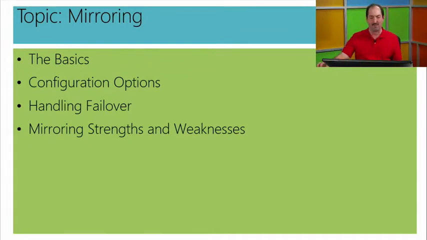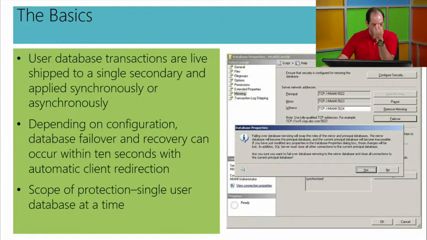So same general pattern. What are the basics? How do I set it up? Strengths and weaknesses, etc. So let's take a look at the basics. So I have one instance, we'll call it the principal instance, and it's serving a production copy of the database.